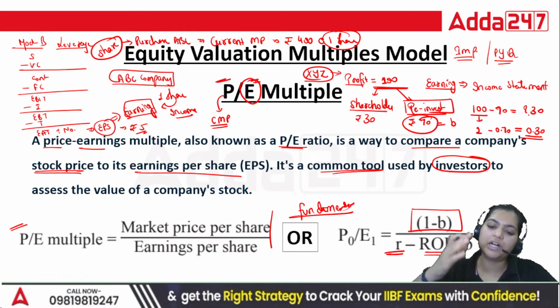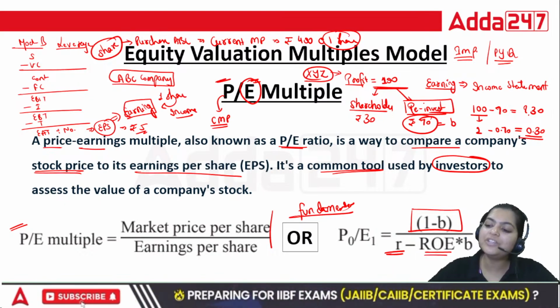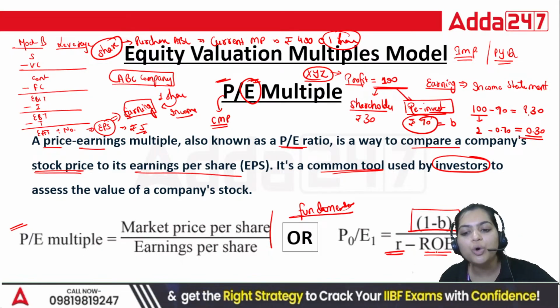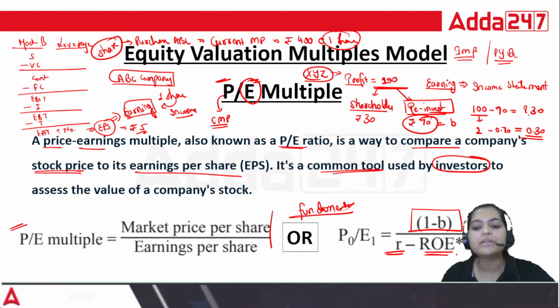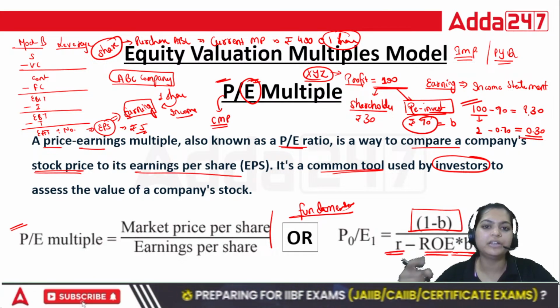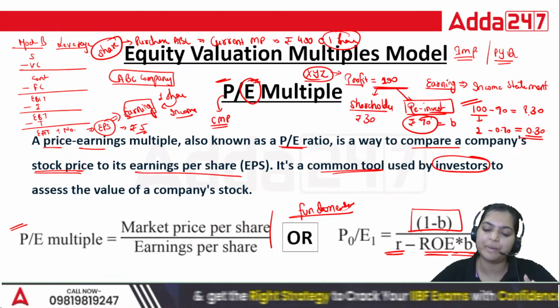It means if you are an equity holder, how much you have invested, and based on that investment, what is your income? That is ROE multiplied by B. Yes, that is what we have seen here in the example, 100 minus 70. Okay, this is the formula which you need to remember.